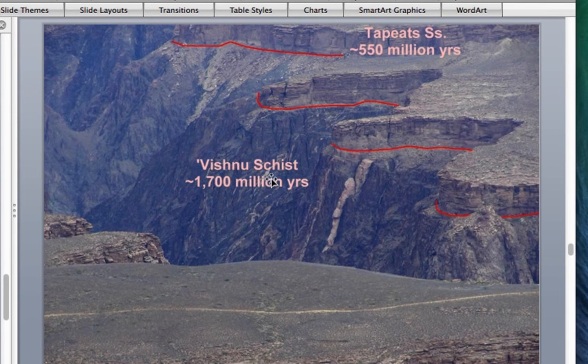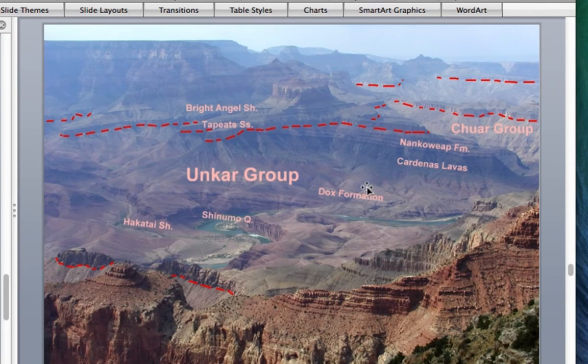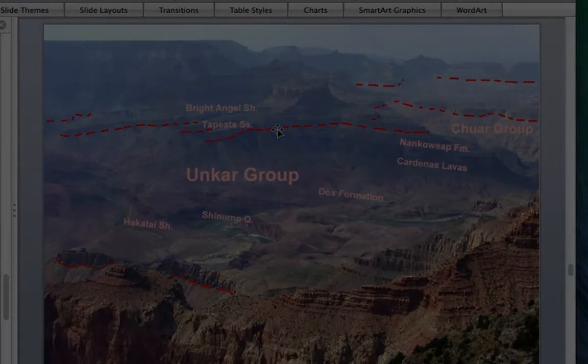Again, we're looking at the Vishnu schist. Here's that great nonconformity with the Tapeats sandstone on top of that. Now here's a view of the Unkar group, those sedimentary units which are tilted, and you can see the Tapeats sandstone on top of it. So that's the nonconformity, right? Or actually, this is an angular unconformity right there.